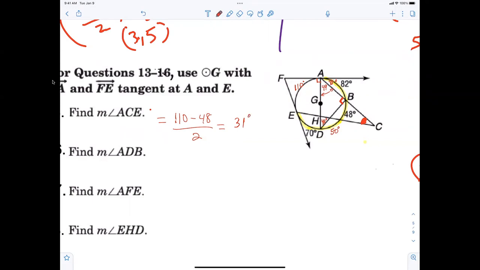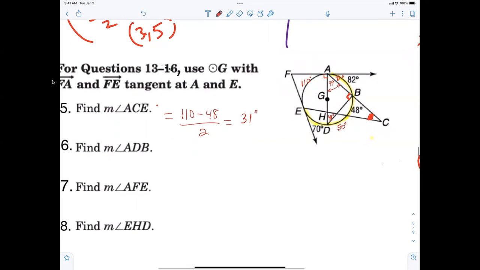All right, now let's look at ADB. Well, we found that already, right? We good with that being 41 degrees? AFE.